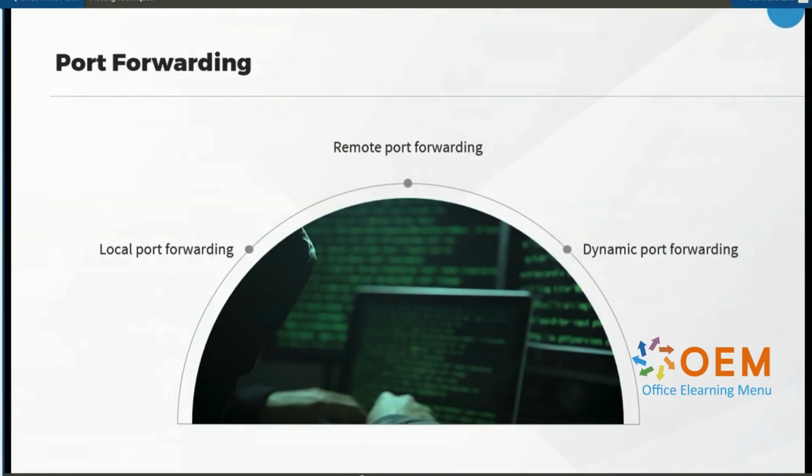Dynamic port forwarding offers more flexibility by creating a dynamic tunnel that acts as a SOCKS proxy server. This allows the user to route traffic through the tunnel to any destination, making it a powerful option for accessing multiple services on a remote network without setting up individual tunnels for each service.